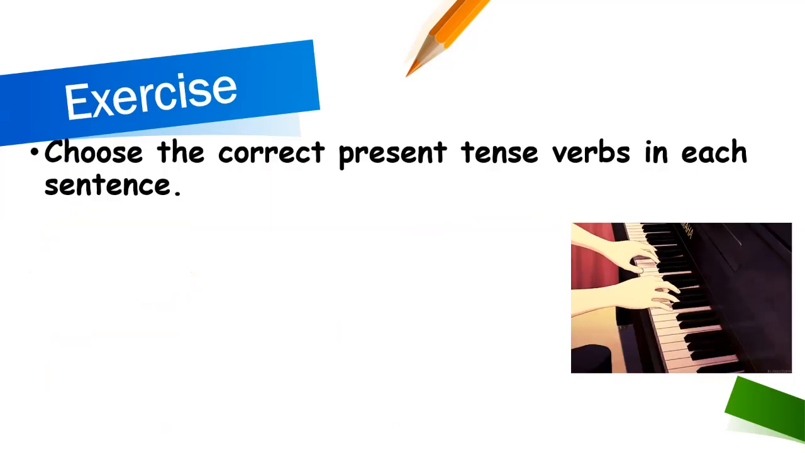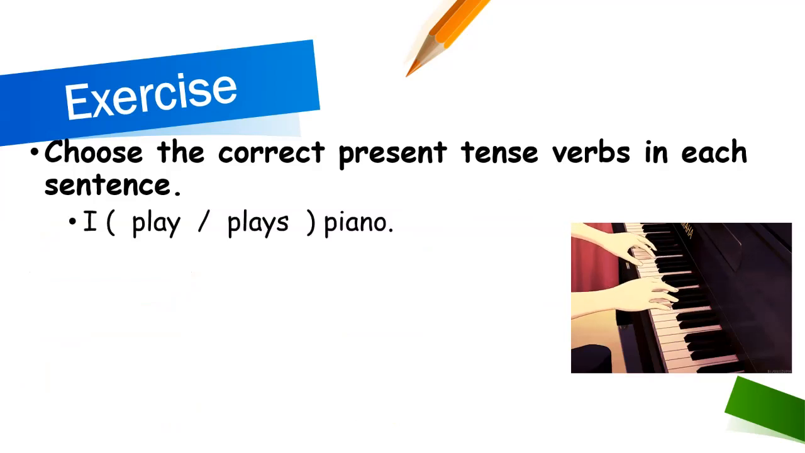Choose the correct present tense verbs in each sentence. The options given to you are play and plays. They dash piano. Remember, with I, you, we, and they, we use the verb as it is. We do not add anything to it. So which verb are you going to take? Excellent, children. Play.